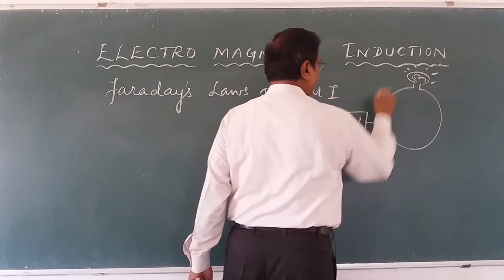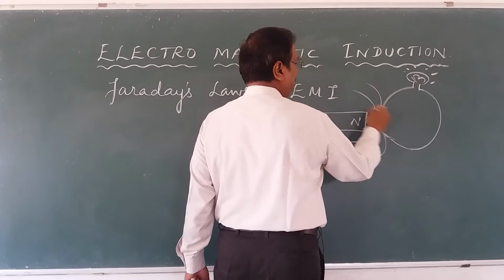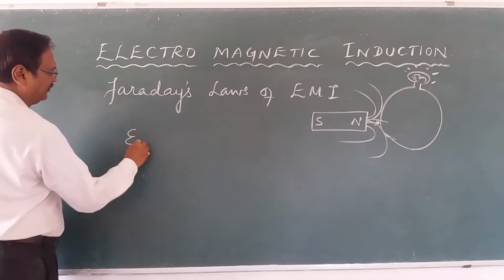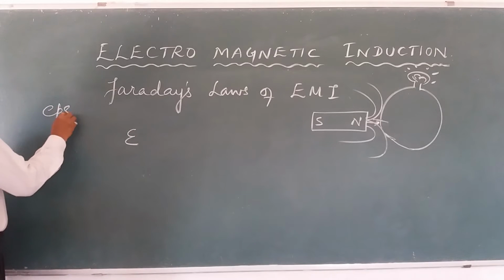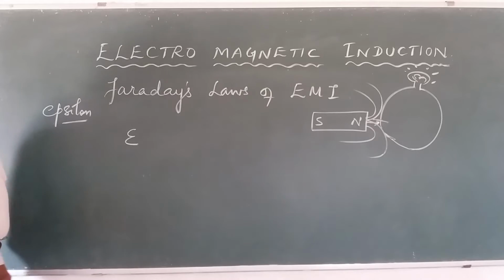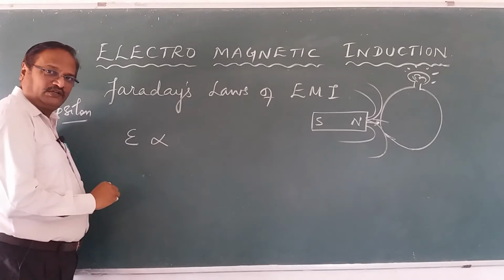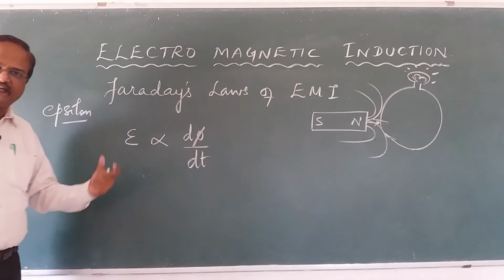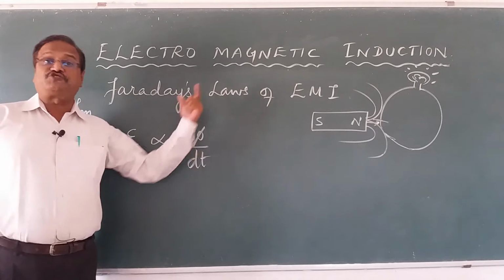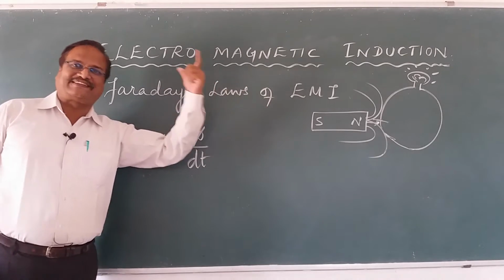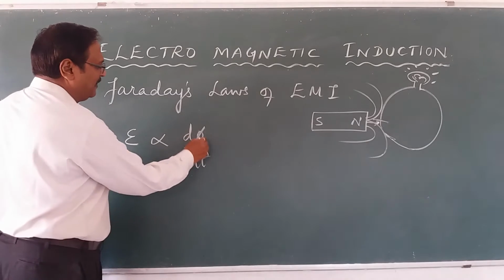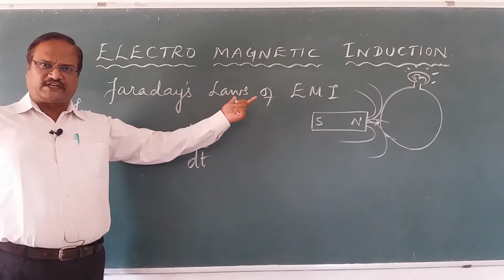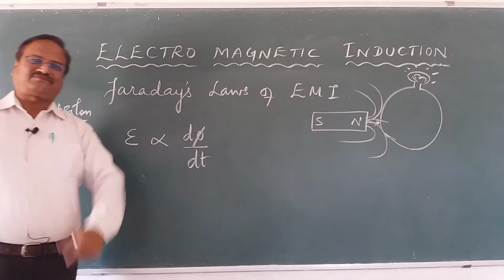And you will find that when the magnetic flux across this is changed or cut, then EMF is induced. The induced EMF, you use the symbol epsilon. Epsilon is proportional to the rate of change of magnetic flux. Rate means with respect to time. What is changing with respect to time? Magnetic flux. So the rate of change of magnetic flux. So this is referred to as Faraday's law of electromagnetic induction, the first law.